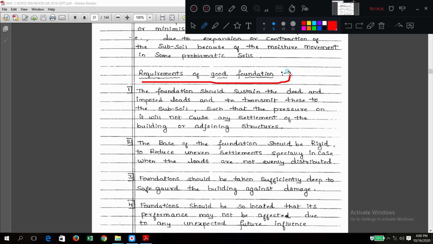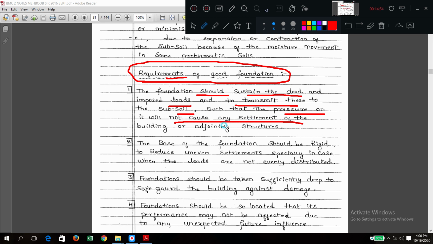What are the requirements of a good foundation? We have seen the functions. The functions can be interpreted as the requirements. Whatever we have seen, the same thing can be written in this way also. See the words. The foundation should sustain dead load and imposed load, and transmit these to the soil such that the pressure will not cause any settlement of the building or adjoining structure.